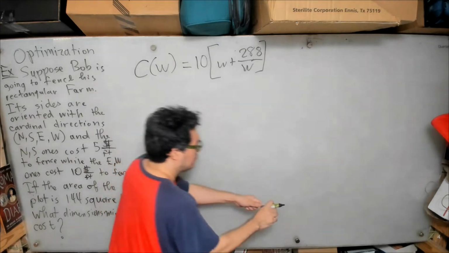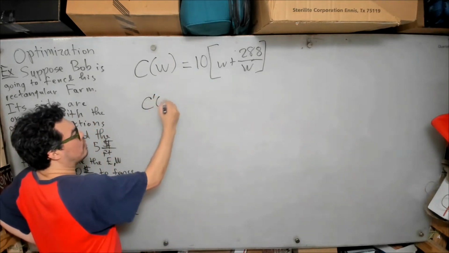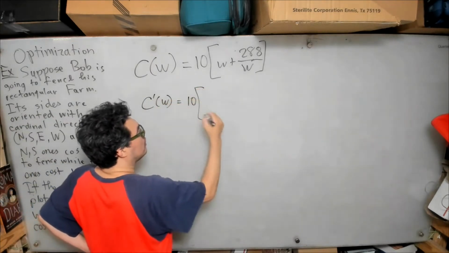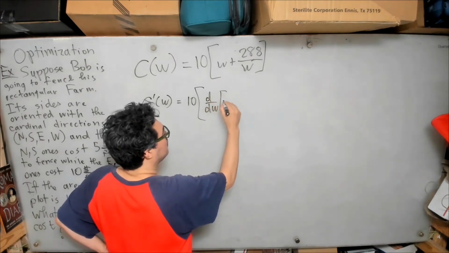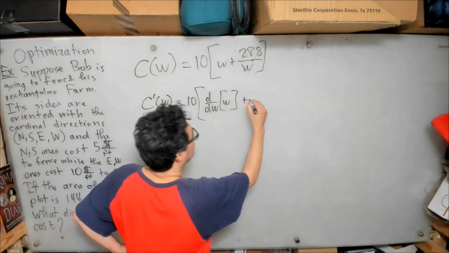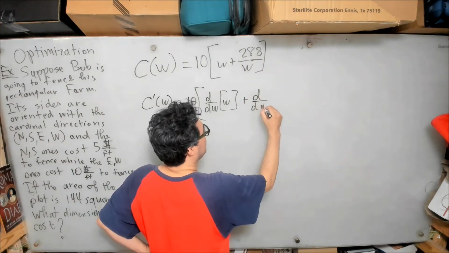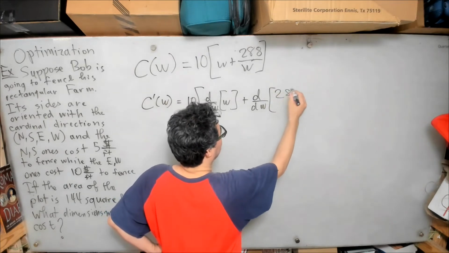So the C prime of W is equal to 10 times the d/dW of the W plus, let me just write it out like this first. I want to take the derivative of the 288 over W.